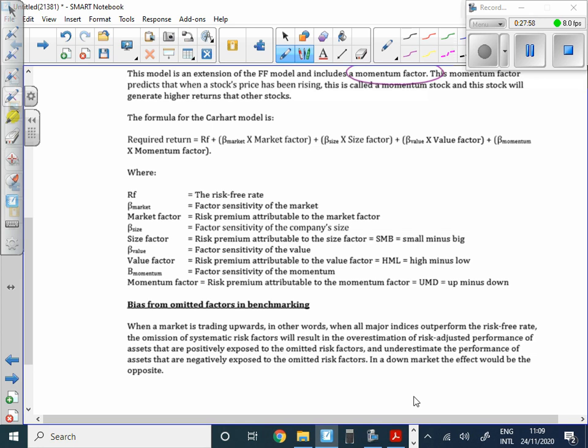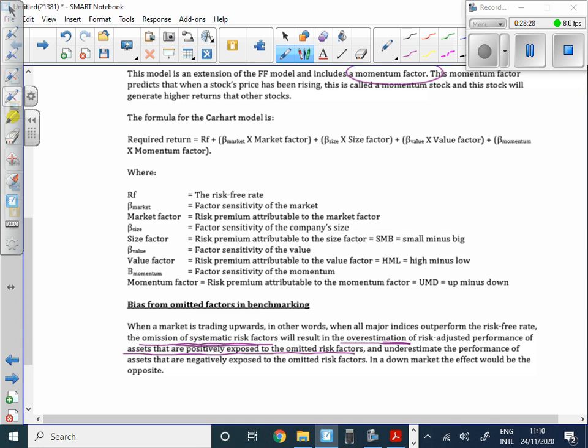And this is quite important. When a market is trading upwards, in other words, most of the indices will outperform a risk-free rate, if I then leave out one of the systematic factors, this will result in me overestimating my risk-adjusted performance of assets that are positively exposed to that factor, because that factor should have been accounted for.